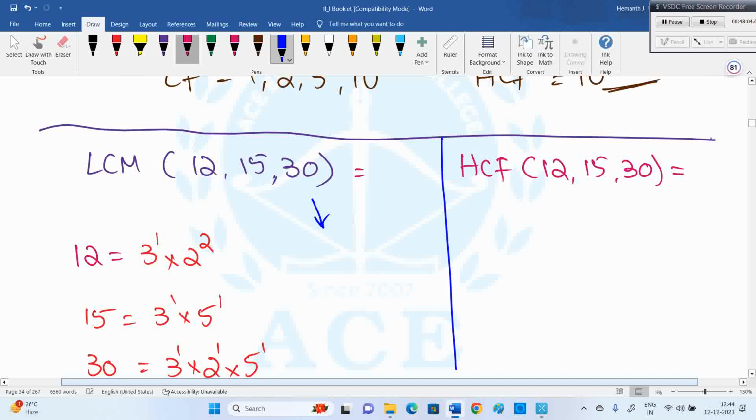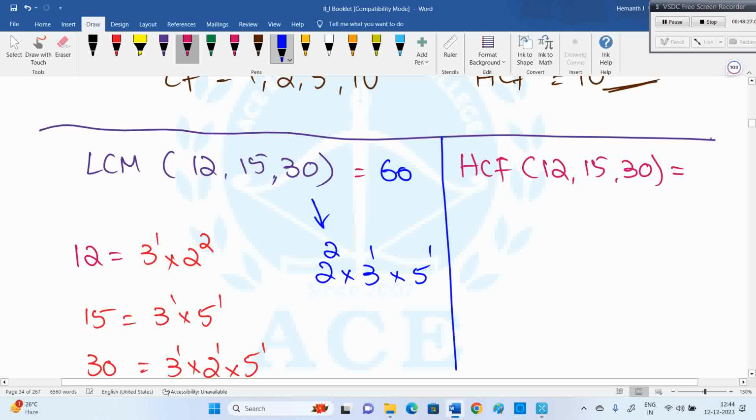What are the prime numbers involved here? 2, 3, 5. What is 2's highest power among all? Guys, focus. 2. What is 3's highest power among all? What is 5's highest power among all? That's it. 4 into 3, 12 into 5, 60 is the LCM.